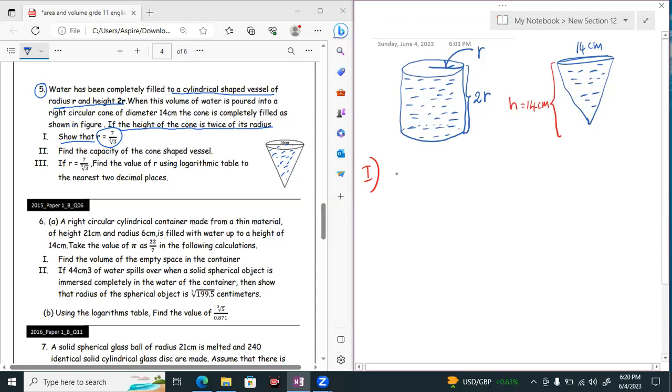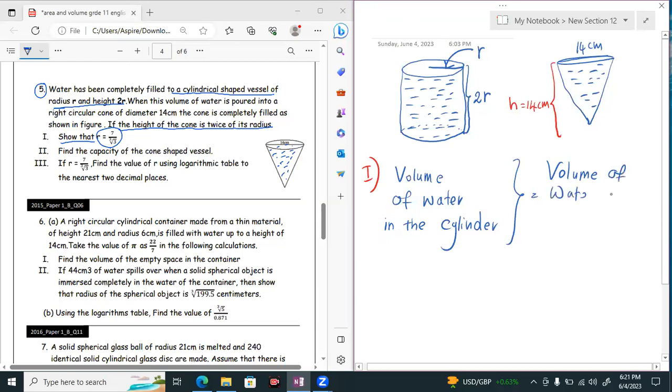Okay, then here what you have to do is you can equate the volume of the cylinder, or the volume of water in the cylinder, is equal to the volume of the cone, or volume of water in the cone. Okay, volume of water in the cylinder is equal to the volume of the cylinder. That means πr squared h. Volume of water in the cone is equal to 1/3 of πr squared h. But these r and h are different dimensions. Okay, here r is radius of the cylinder, here h is height of the cylinder, here r is radius of the cone, and here h is height of the cone.